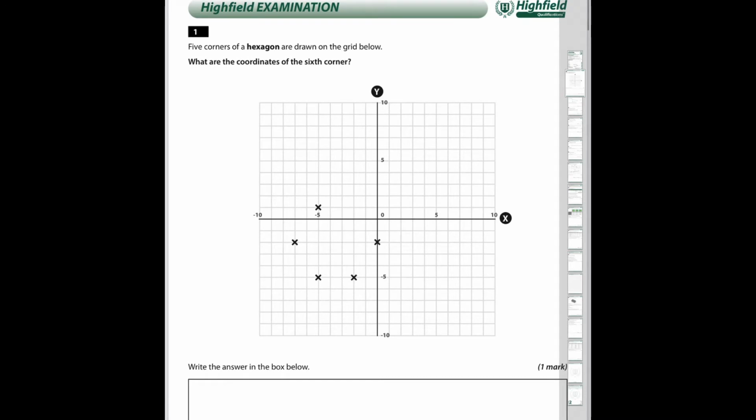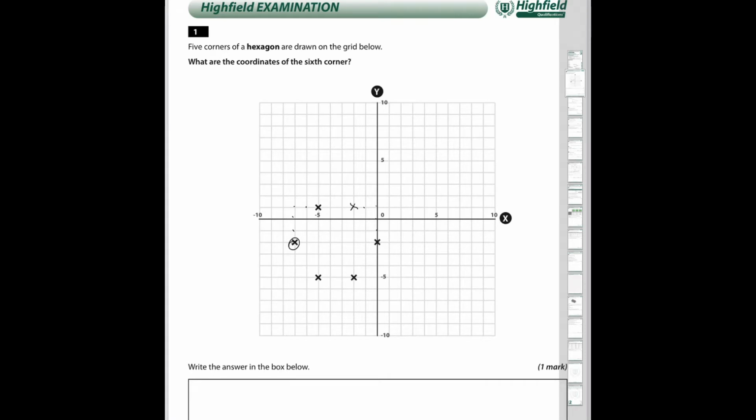So let's look at question 1. What are the coordinates of the 6th corner of this hexagon? So we look at what's there already. So from this one, we go up 3 and across 2. So that's what we need to get it even on here. So up 3 and across 2. So that's where we're putting it.